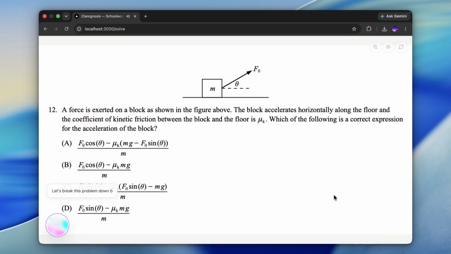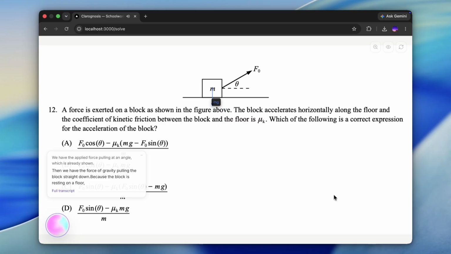Let's break this problem down by drawing a free body diagram right on the image. First, let's identify all the forces acting on the block. We have the applied force pulling at an angle, which is already shown. Then we have the force of gravity pulling the block straight down. Because the block is resting on a floor, there is a normal force pushing straight up against gravity.